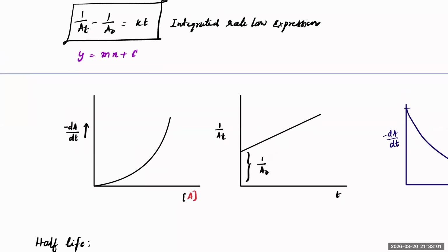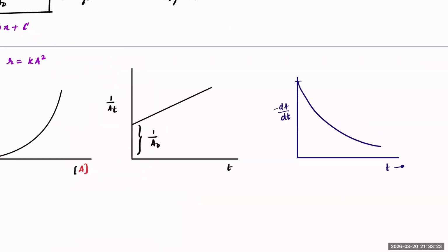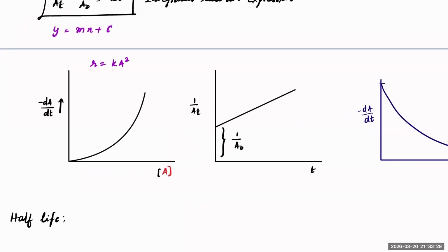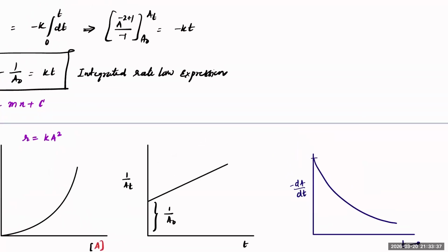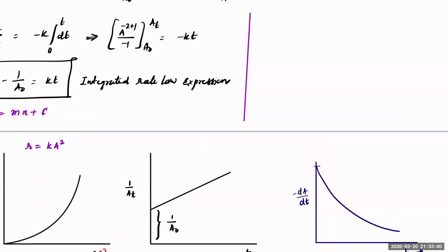Since rate is minus dA by dt, rate is equal to k into a square. Correct. With respect to concentration A, it will always increase. So with respect to concentration A, as the A concentration increases, rate increases parabolically here. And minus dA by dt with respect to time, what would happen? The rate basically will be equal to some constant term we can get. That is, if I write that same term here, I'll get like this.